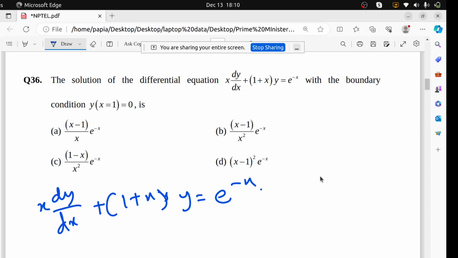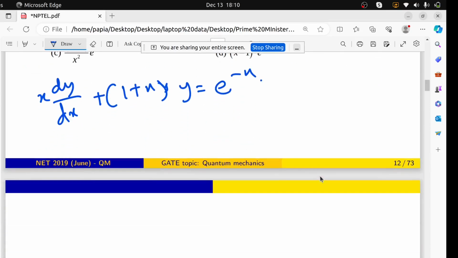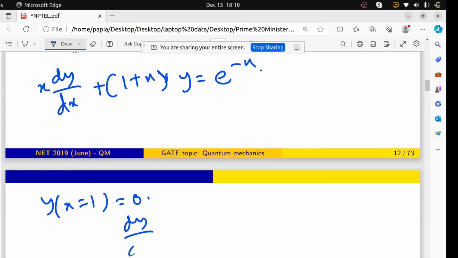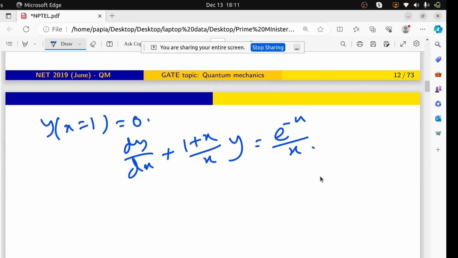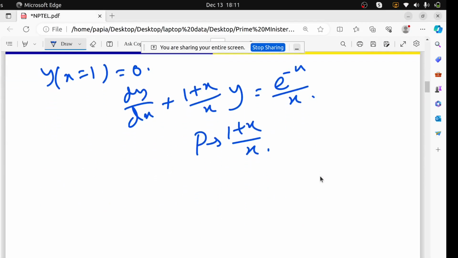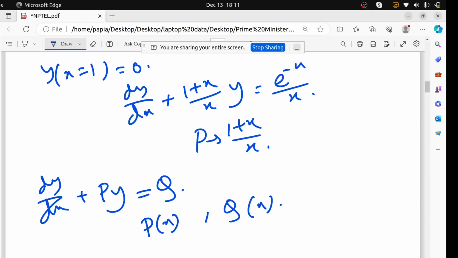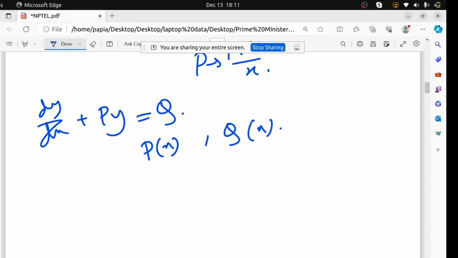So this is the differential equation, and what is the boundary condition? The boundary condition is y equals 0 when x equals 1. Now calculate. So how to calculate? dy/dx plus (1 plus x)/x times y equals e to the power minus x by x. Now here you can see that p is (1 plus x)/x. This is the form dy/dx plus py equals q, and p is a function of x, and q is also a function of x. So now what will be the IF here?